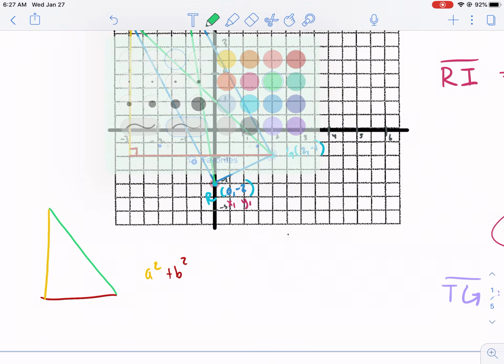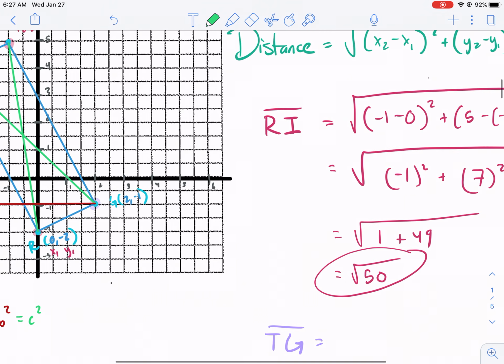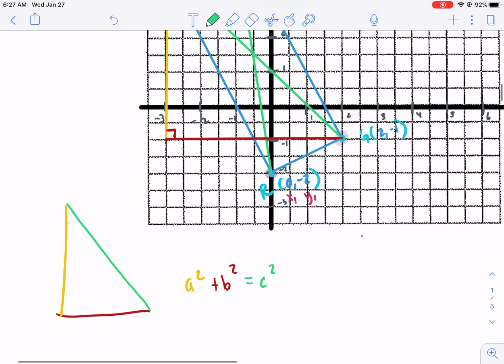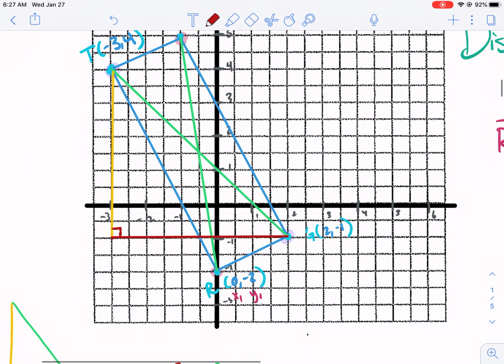Now you might be thinking, okay, what the heck are you doing? We just had the distance formula. Why are you doing the Pythagorean Theorem? The distance formula is derived from the Pythagorean Theorem. So if you have a coordinate plane and you can count easily, I think it's actually a lot easier than doing the distance formula. So here we have this red line.